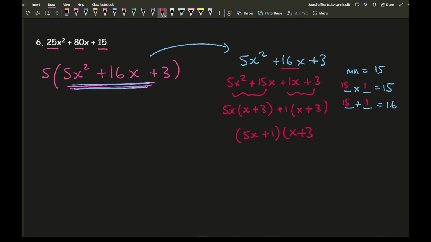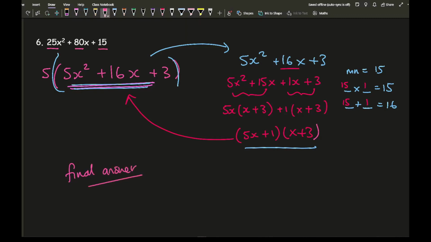Now I can't forget about the 5. So if I swap this big bracket with 5x plus 1, and just close that bracket there, with 5x plus 1 and x plus 3, my final answer is going to be 5 lots of 5x plus 1, x plus 3.